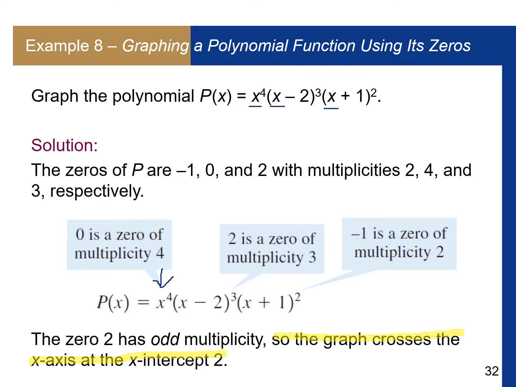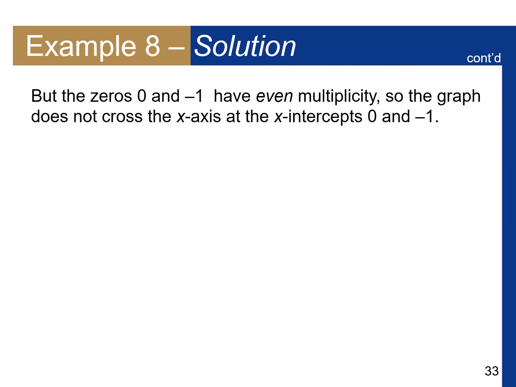What about the other ones that have the even multiplicity? Well, 0 and -1 have even multiplicity, so the graph doesn't cross the x-axis at those 2 points, but it does in fact touch it, it just doesn't cross.